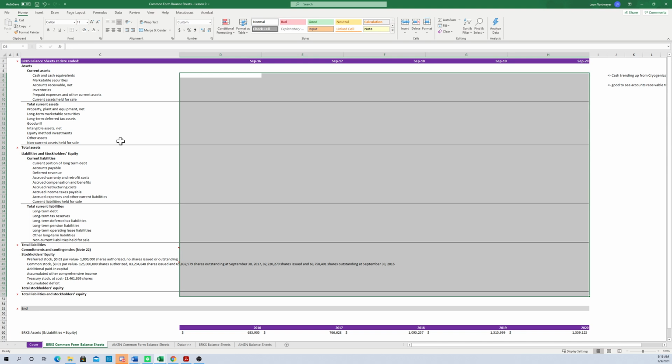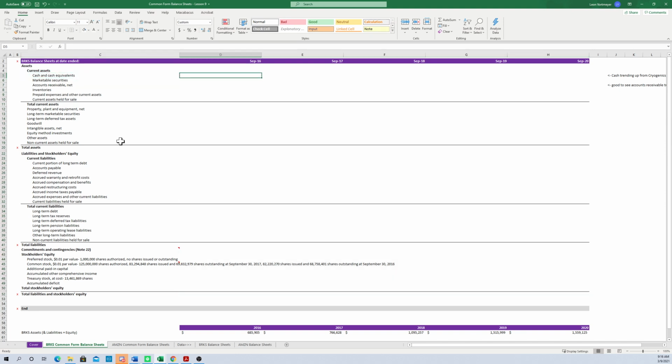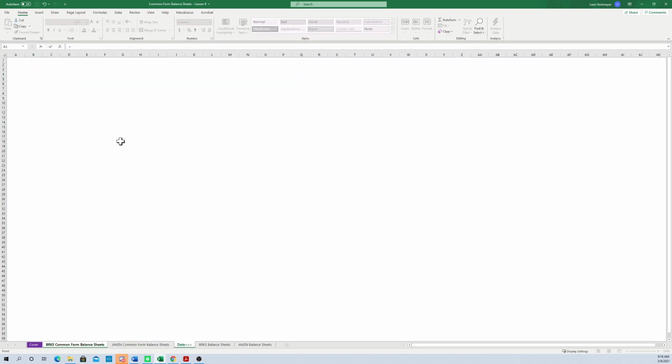So how does the common form balance sheet begin? We take each account on the balance sheet and we divide it by the total assets or total liabilities and equity on that balance sheet. So we can start with the first line item on every balance sheet, which is cash and cash equivalents.